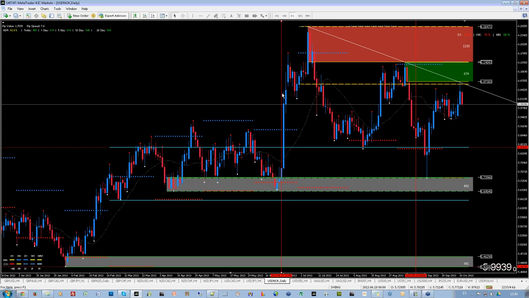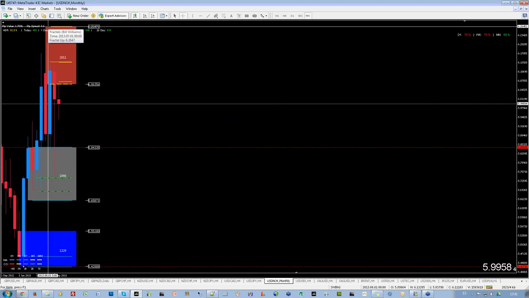We look for areas of demand to buy. Don't we have to do that? That's the process. Which is my bigger picture, monthly? Which is the trend in my monthly? Up. What am I allowed to do?